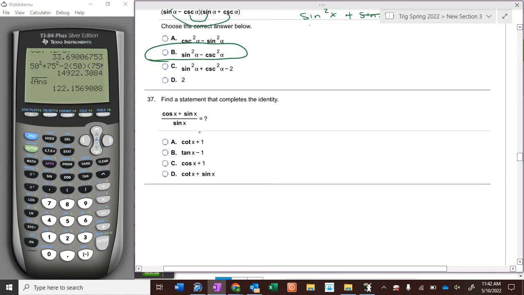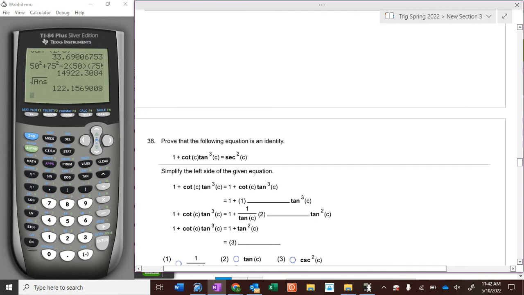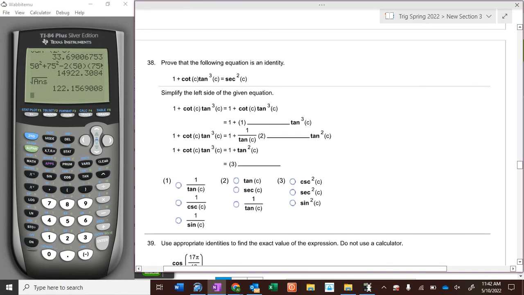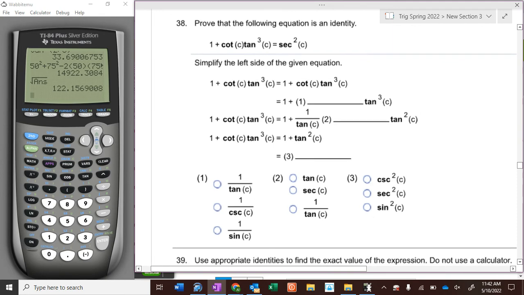Okay, solve this. Cosine plus sine over sine. Well, that's cosine x over sine of x plus sine of x over sine of x. Well, we know sine of x over sine of x is 1. What's cosine over sine? Cotangent. So it's cotangent of x plus 1. And then we have this, and people get freaked out with this. This is just an identity where they change the right side instead of the left side. Okay?